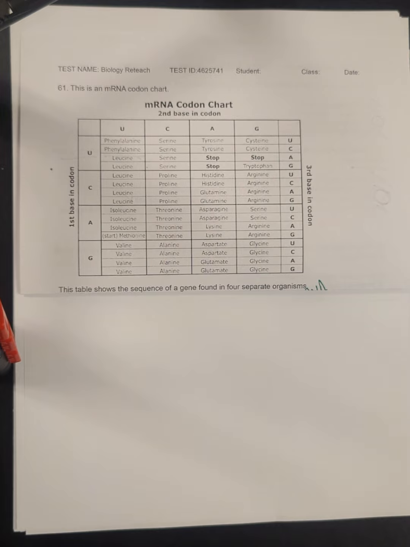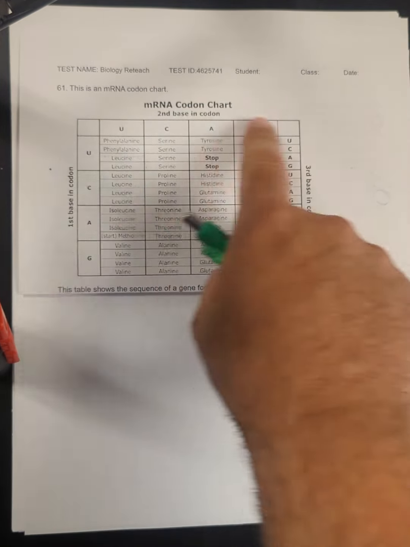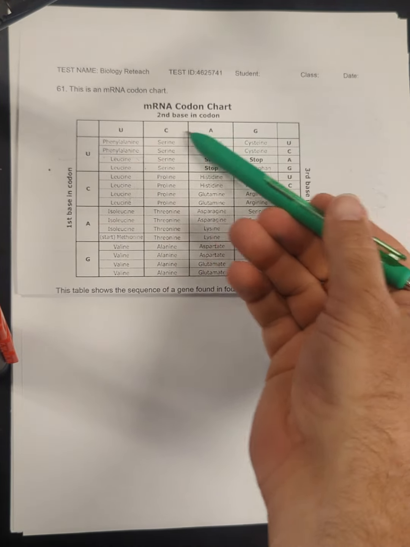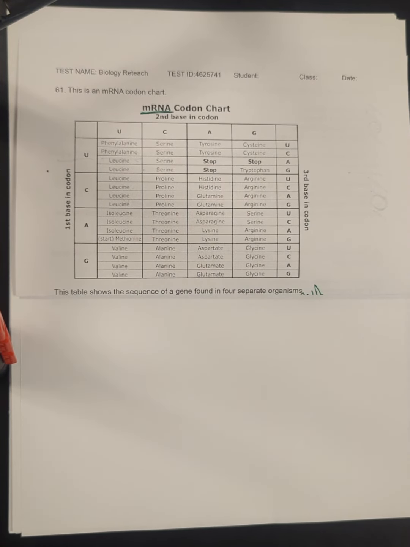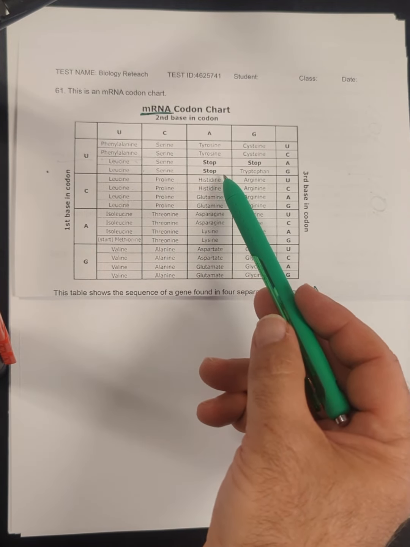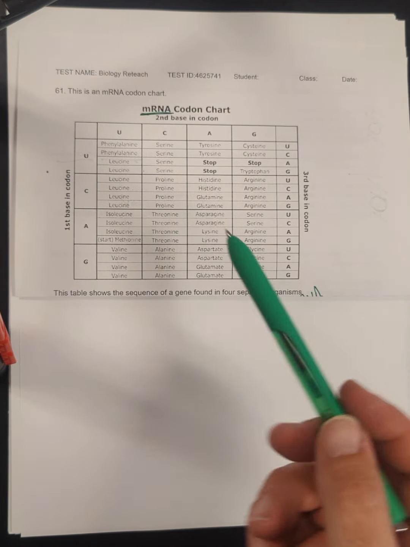So we've talked about Punnett squares. I do want to remind you that when you see a chart like this, you've got the first base over here, the second base, and the third base. Notice that these have U's, so this is an RNA chart. Okay, these are the amino acids. Stop just means that that's a stop codon. It tells the ribosome to stop adding amino acids.